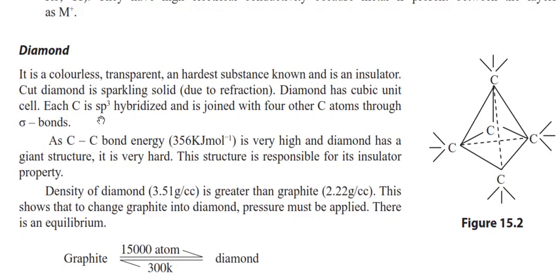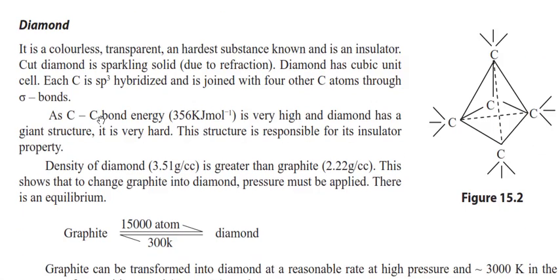Diamond, that we all know, because Surat is famous for its diamond. Diamond has a tetrahedral structure, and one carbon is always attached to 4 other carbons, making a tetrahedral structure. The hybridization is sp3, and carbon always makes bonds with 4 other carbons via sigma bonds.